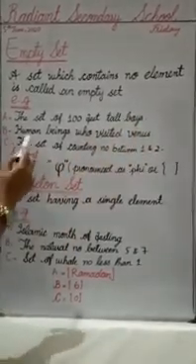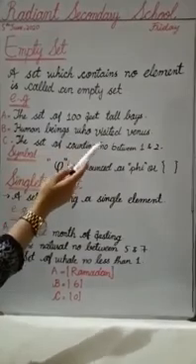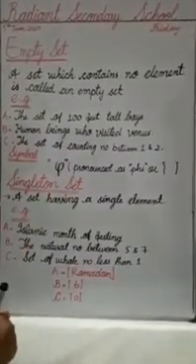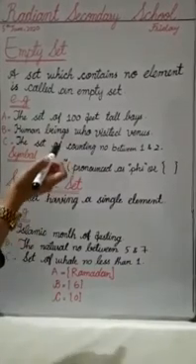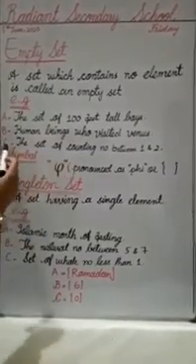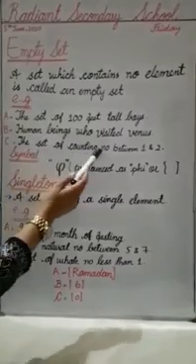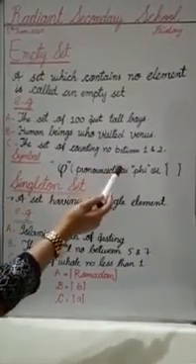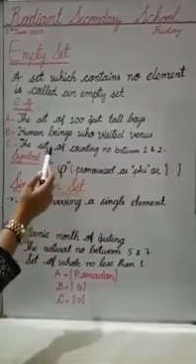Now, second example is human beings who visited Venus. Venus is a planet of our solar system. Obviously, there is no life on Venus. It is again an empty set. Now, in the third example, the set of counting numbers between 1 and 2. Obviously, there is no number between 1 and 2. It means it is again an empty set.